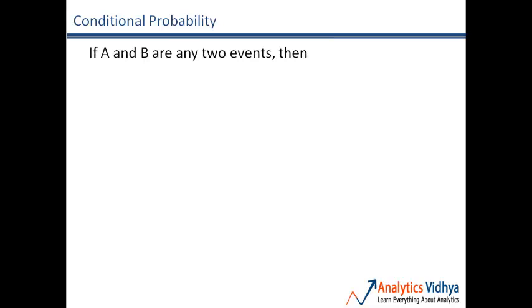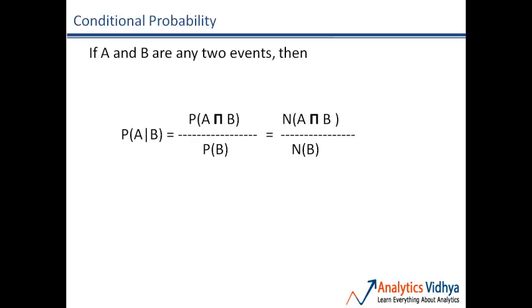If A and B are any two events, then P(A|B), which is the probability of event A happening given that event B has already happened, is given by the ratio of P(A intersection B) divided by P(B). This can simply be written in terms of the number of events as well. Let's take an example here.